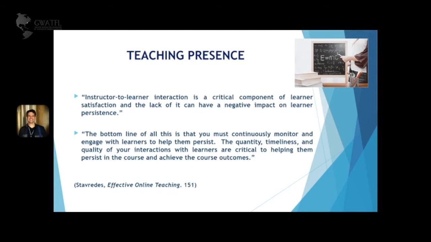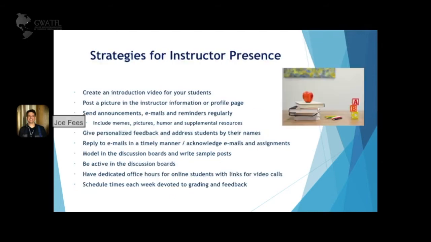Instructor to learner interaction is a critical component of learner satisfaction, and the lack of it can have a negative impact on learner persistence. The bottom line of all this is that you must continuously monitor and engage with learners to help them persist. The quantity, timeliness, and quality of your interactions with learners are critical to helping them persist in the course and achieve the course outcomes.